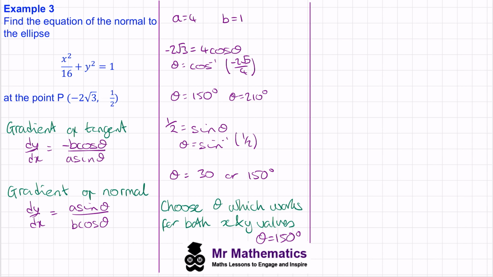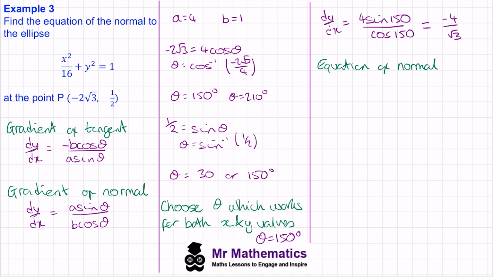Okay, so now we have theta is 150, we can put this angle, theta, into the gradient of normal along with our a and b values. So the gradient of a normal, dy by dx, will be a sine theta, so 4 sine 150, over b cos theta, so the cos of 150. When we work this out on our calculators, we get negative 4 over root 3. So this is the gradient of a normal.